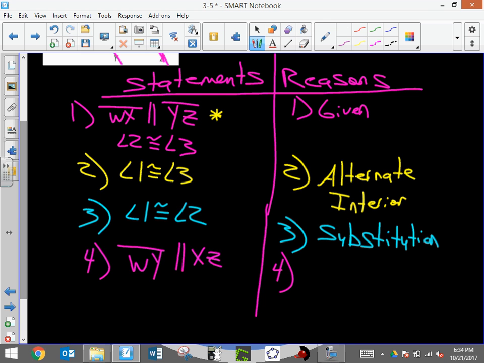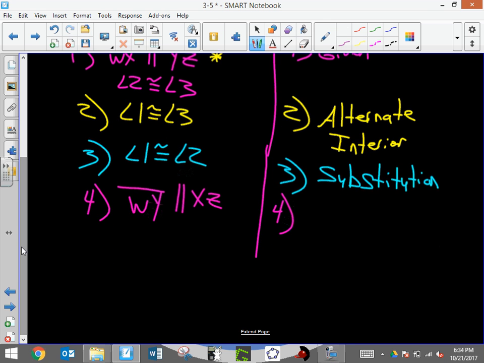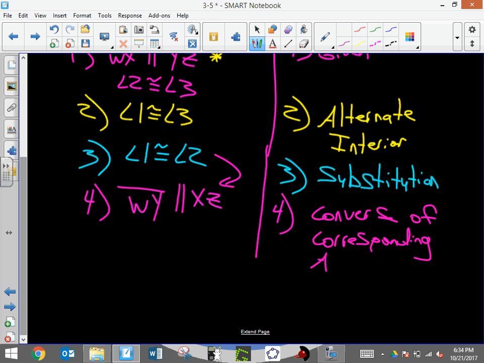And I know this because corresponding angles are congruent. But I went backwards. It's not just corresponding angles. This is actually the converse, because I went from angles being congruent to my lines being parallel. So I'm going to write converse of corresponding angles. Again, I would try and rework that proof, and I would try and use consecutive interior angles. That will also prove that those 2 lines are parallel.